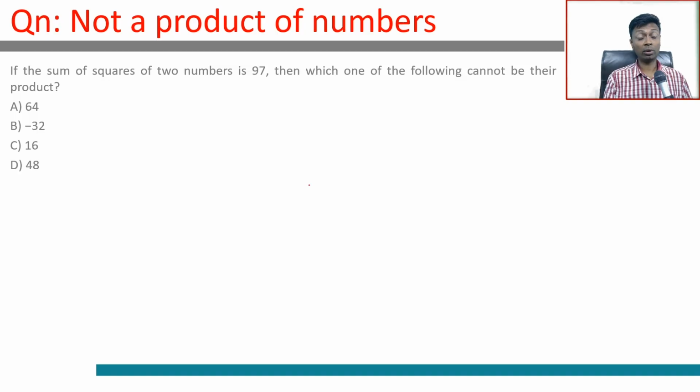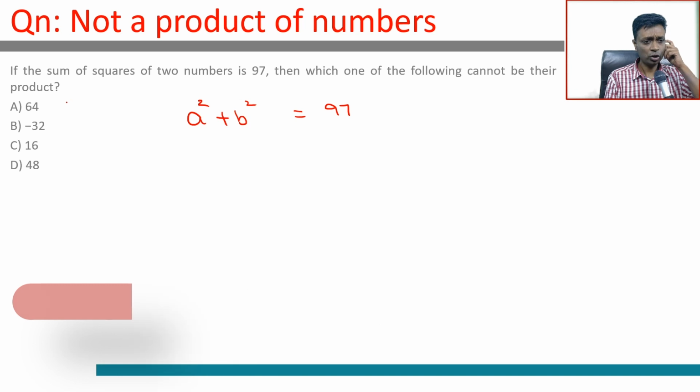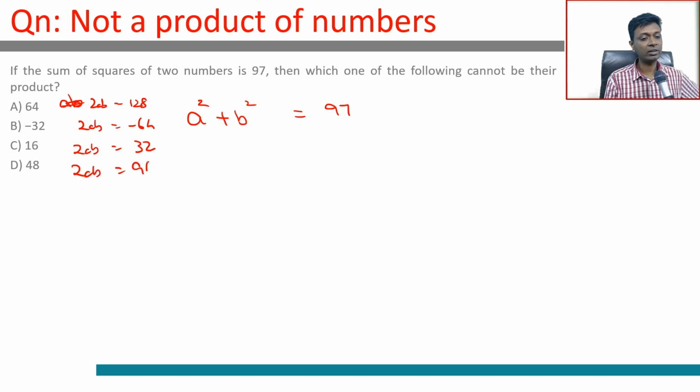So the sum of the squares of two numbers is 97. Then which one of the following cannot be their product? A square plus B square equals 97. Fine. Very interesting. Here we're talking about AB. So think about this. A square plus B square and AB. That's a very powerful link. If you think about 2 times AB. AB is 64. That means 2AB should be 128. 2AB should be minus 64. 2AB should be 32. 2AB should be 96.